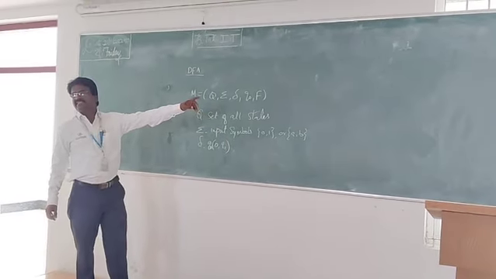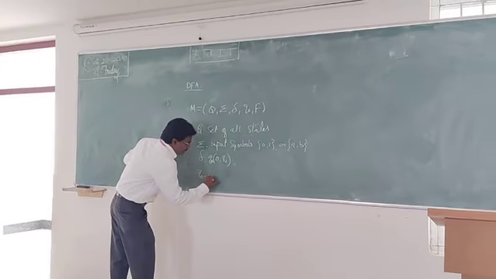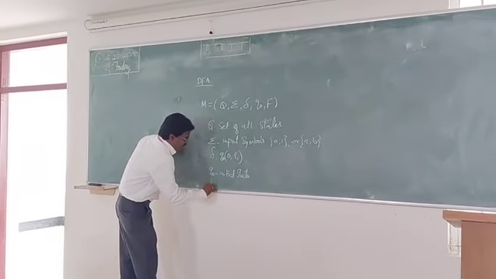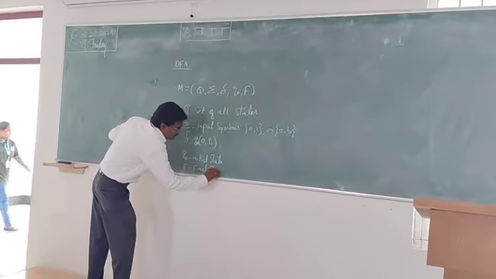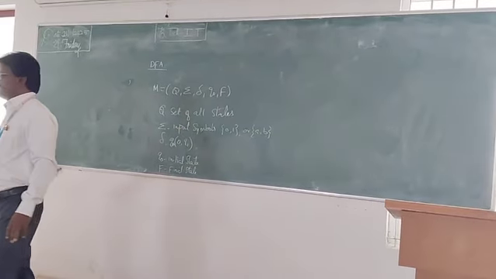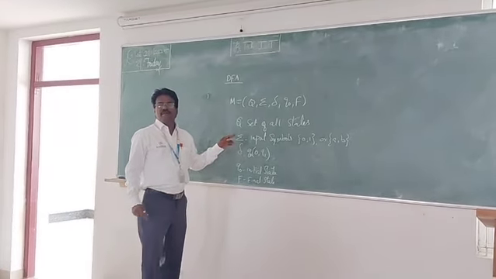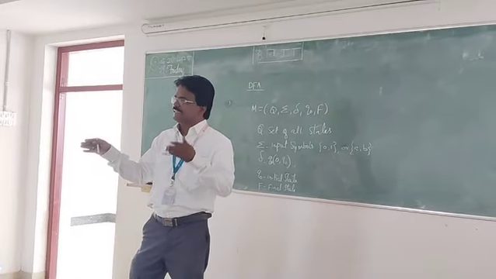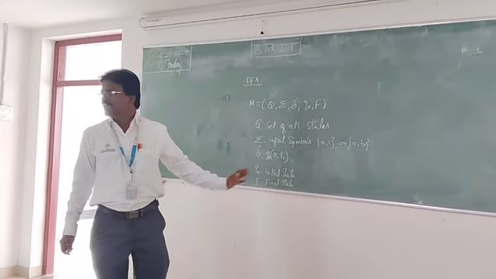Next one is the initial state. Here q0 is the initial state. And F is the final state, or it is also called the accepting state. While giving some input, where the transition ends, if it ends in a final state, then the given string or input is accepted by that machine.